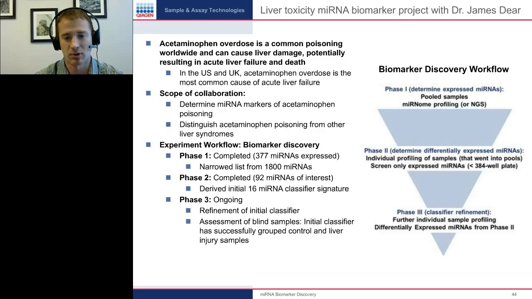We followed the three-phase workflow. Phase 1 we completed, where we identified 377 expressed microRNAs, and we narrowed the list down from over 1,800. We did this a couple years ago, so we were only using miR-based version 18 micronome. In phase 2, where we determined our differentially expressed microRNAs, we found 92 microRNAs of interest and narrowed this down to 16 microRNAs using a classifier algorithm. Phase 3 is ongoing, and we're refining the initial classifier, including using the assessment of blind samples. So let's go over this in more detail.